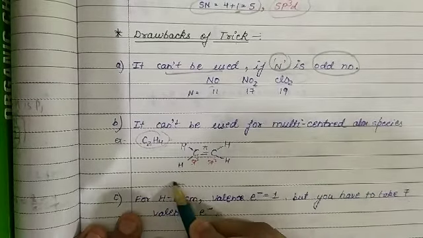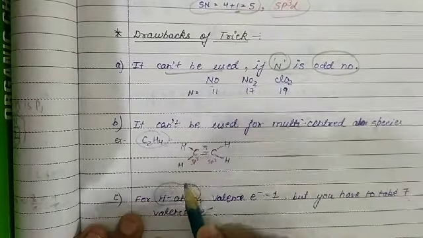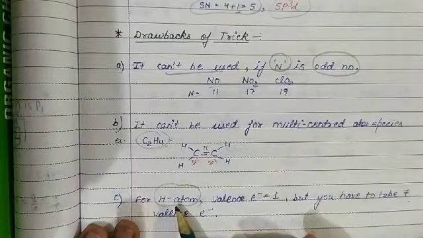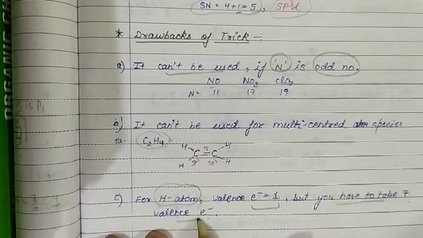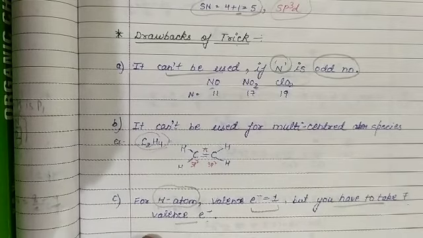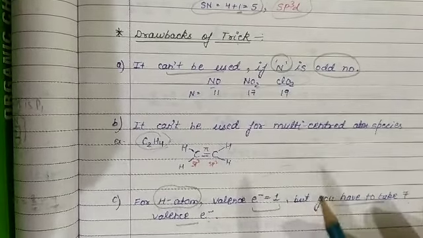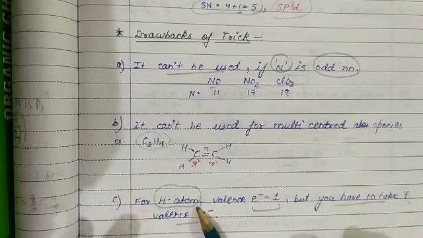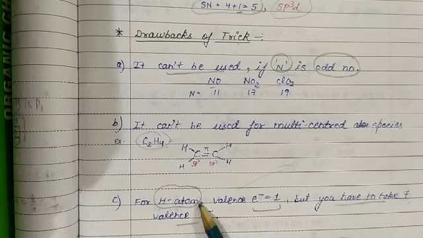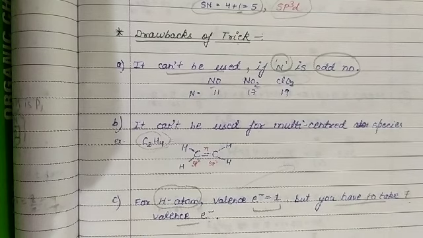Like we have discussed for the hydrogen atom. For the hydrogen atom, the valence electron is 1, but you have to take 7 valence electrons for calculation. Otherwise, we may use another formula divided by 2. If a hydrogen atom is present, the valence electron should be 1, but you have to use 7 for using this trick. So these are the drawbacks of the trick.